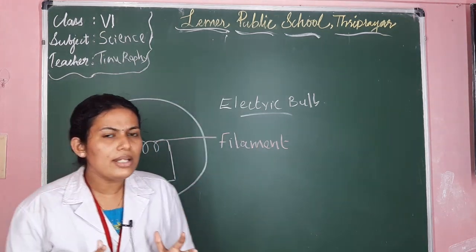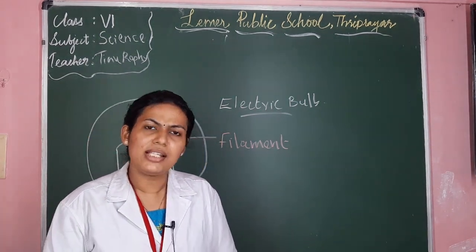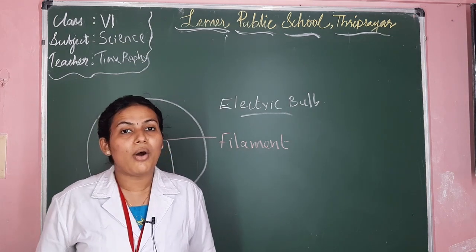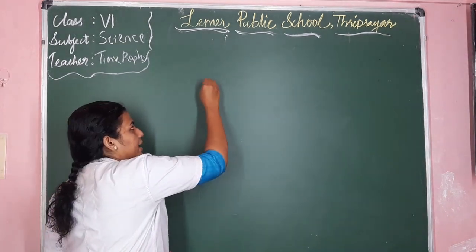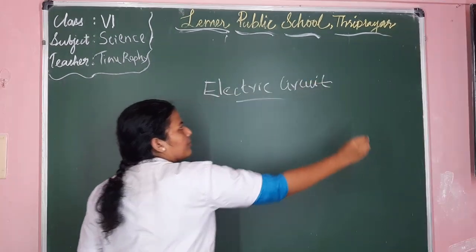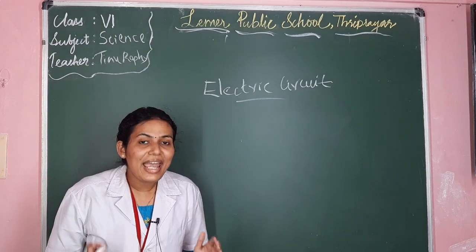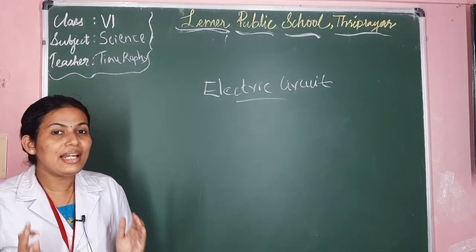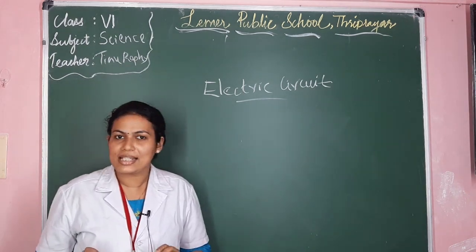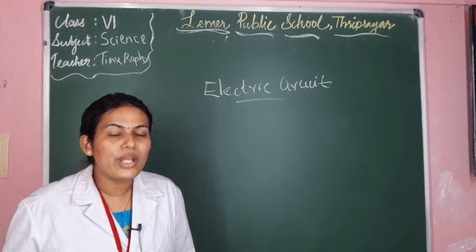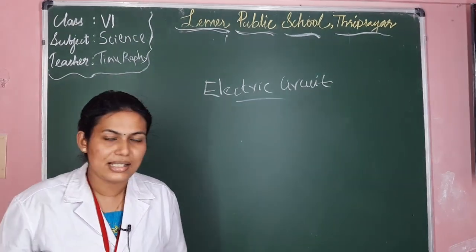So dear children, now we have learned about the electric bulb and the electric supply, that is batteries, isn't it? Next we will learn about electric circuits. Now what are these electric circuits? The path along which an electric current flows is what we call an electric circuit.